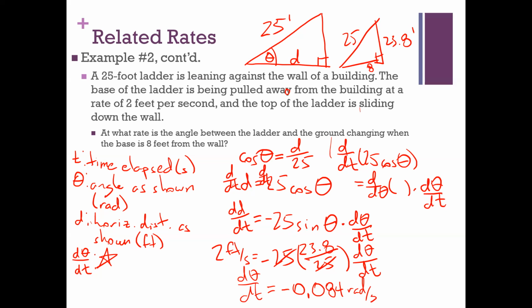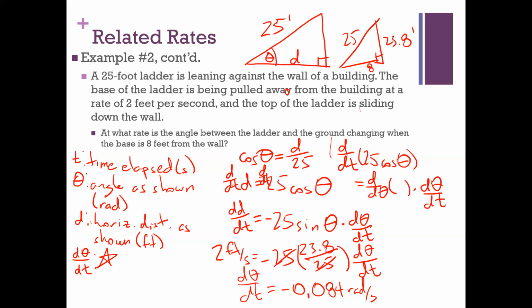Does the negative number make sense? So if you're pulling the ladder away from the wall, I think the angle will be shallower. Any questions here? Yeah, go ahead, Joshua.